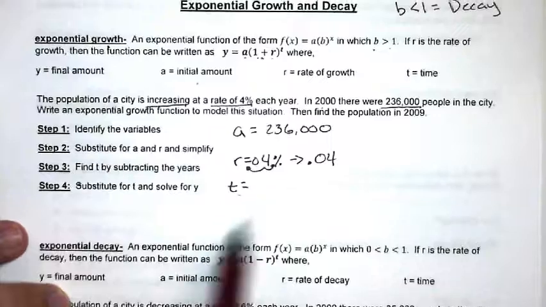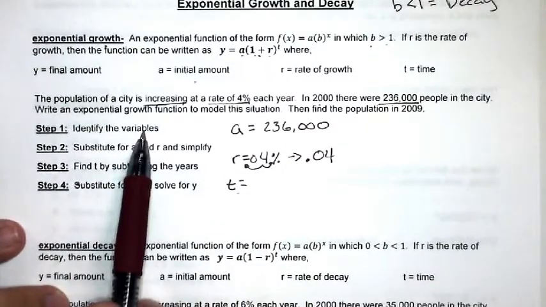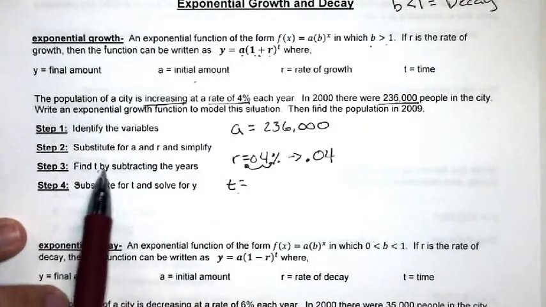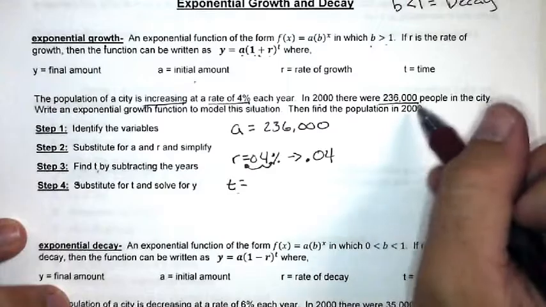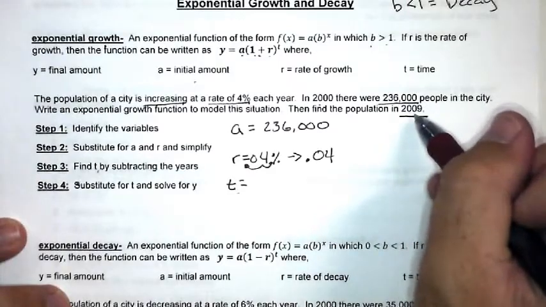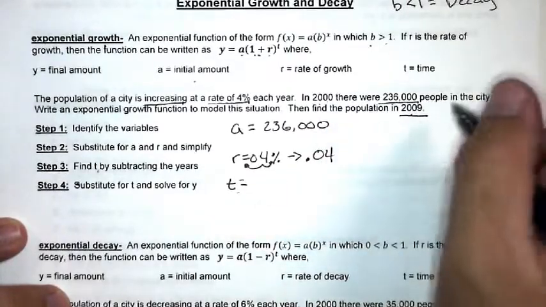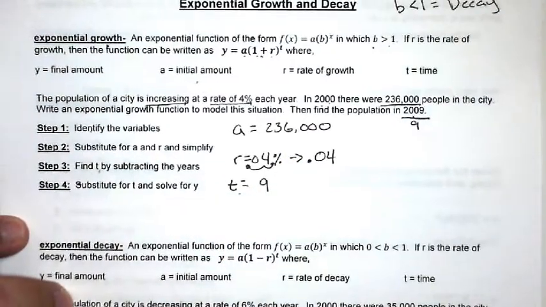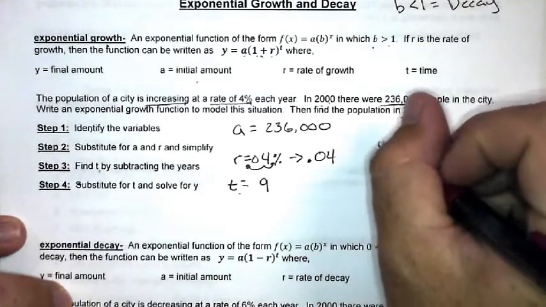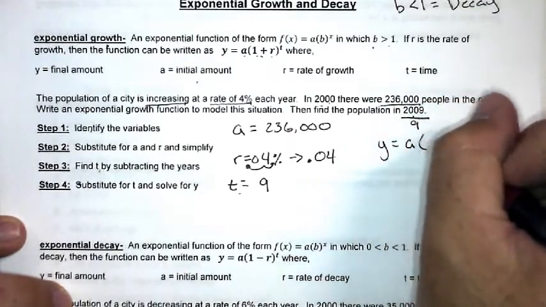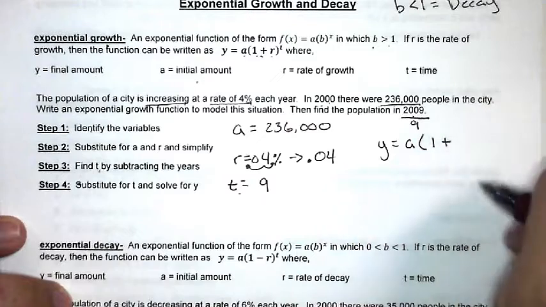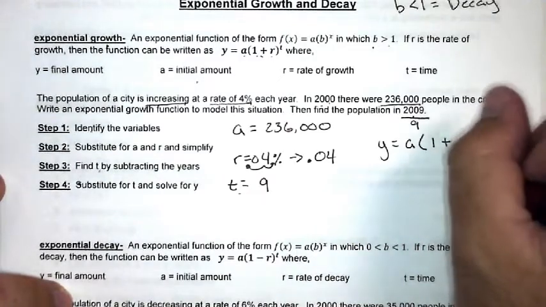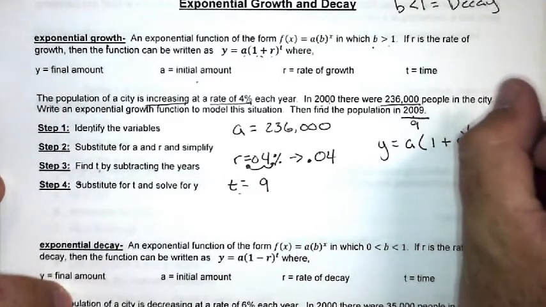Time. So far we've identified the variables. Find T by subtracting the years. I want to know the population in 2009. How many years have passed from 2009 to 2000? 9. So T will equal 9. Now, we are talking about a growth in population, so the formula is y equals A times 1 plus, because adding means we're growing, the rate to the power of time.